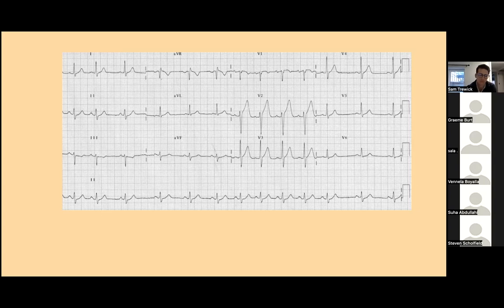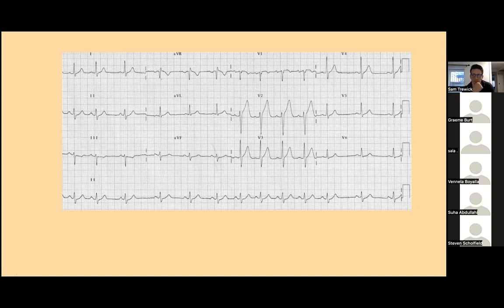Sure, yeah. And there are P waves before every QRS complex. So looking at the axis, it looks like deviation. This is difficult because lead 3 is still positive, and lead 1 is positive. So it's probably approaching, but with a positive lead 2, left axis deviation. Okay, so it's axis deviation.